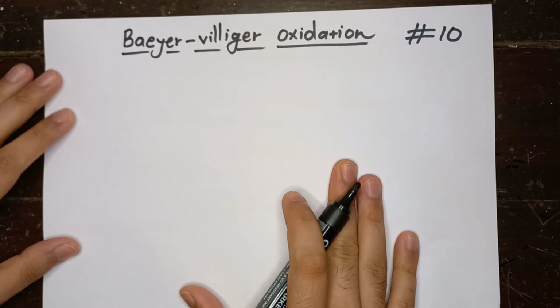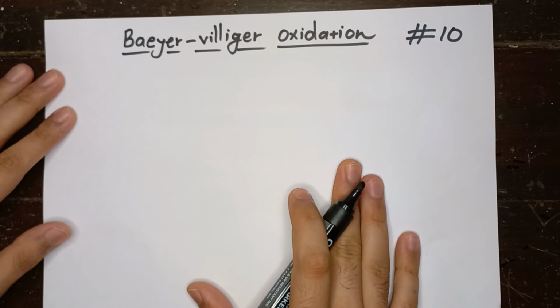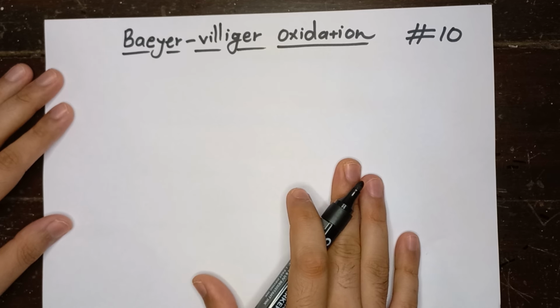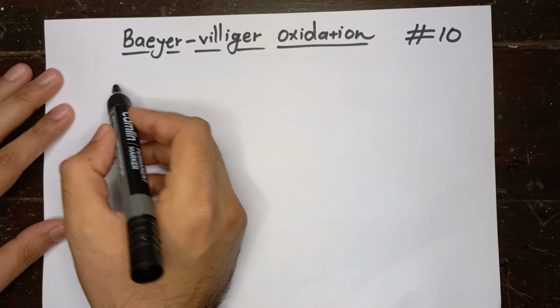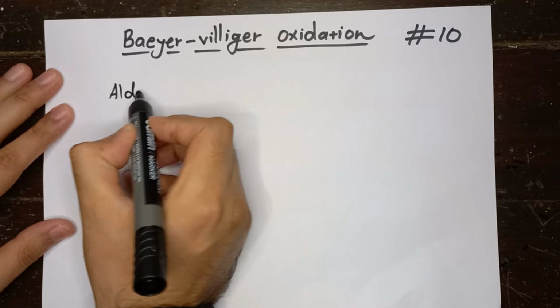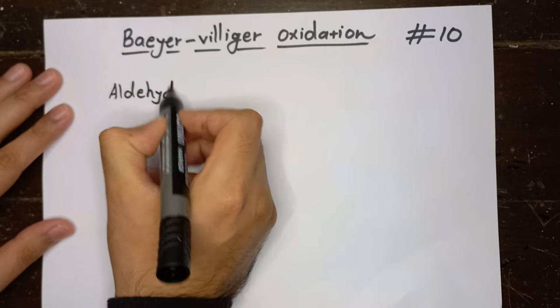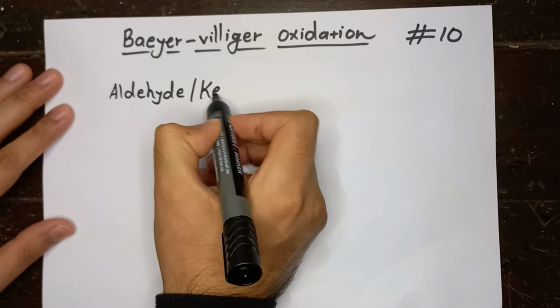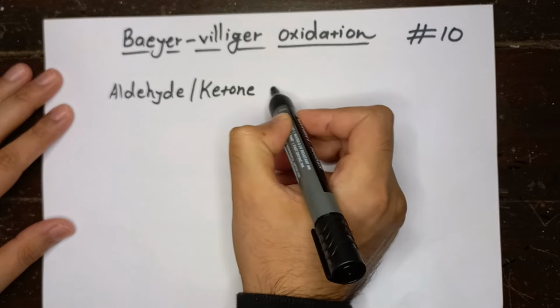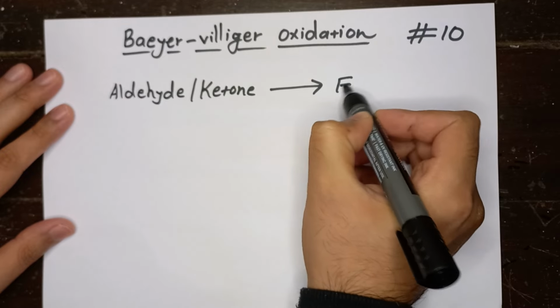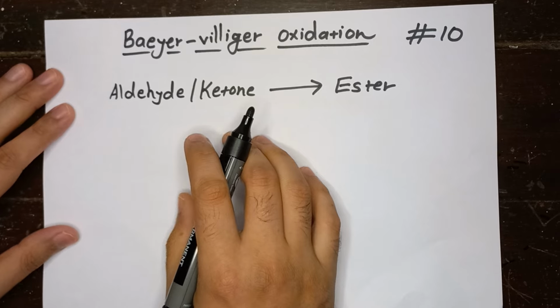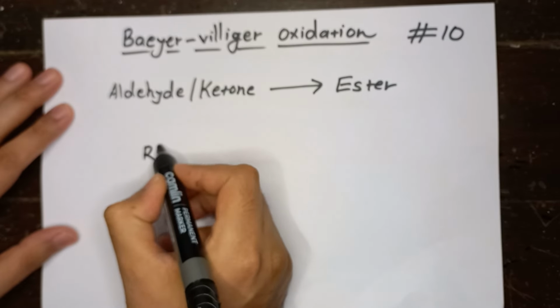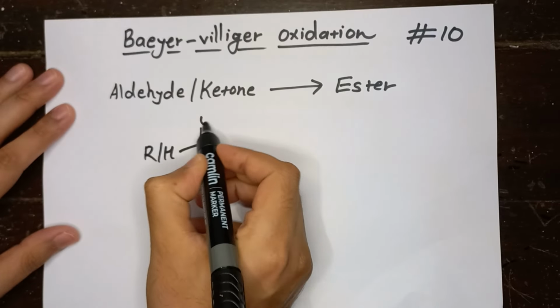Alright, so this is the 10th video in the series of name reactions, and today we are going to discuss the Baeyer Villiger oxidation. In this reaction, we convert an aldehyde or ketone into an ester.